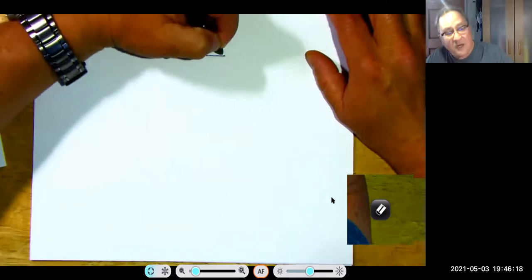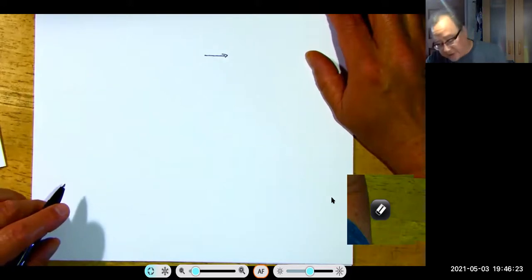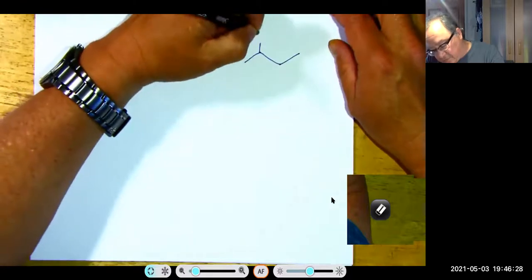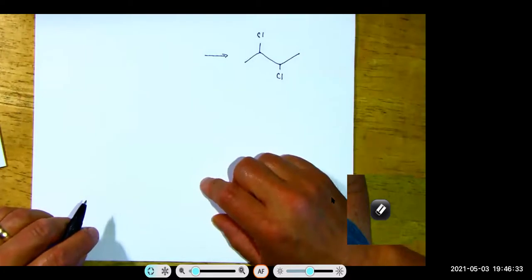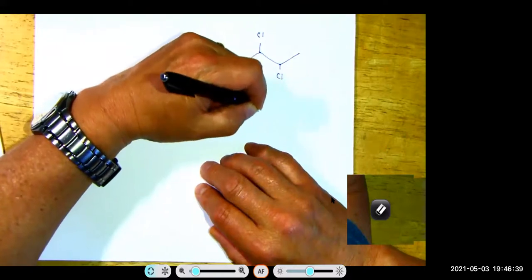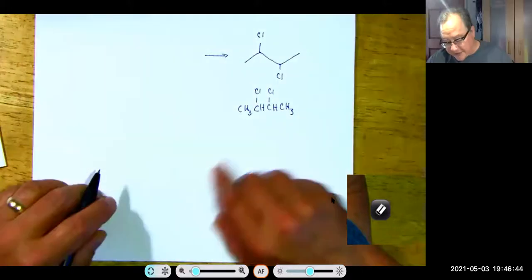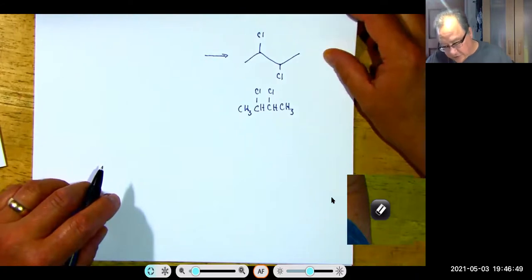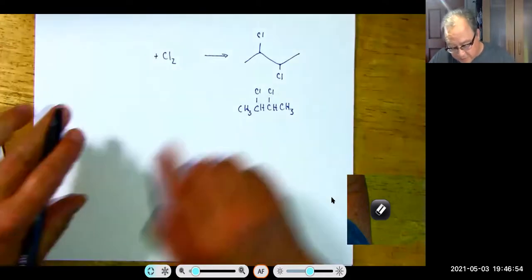So do you see that the product of 2,3-dichlorobutane looks like this? 2, 3. Or we could write this, for a condensed drawing. So we're going to add chlorine to some sort of alkene. Where should the double bond be?